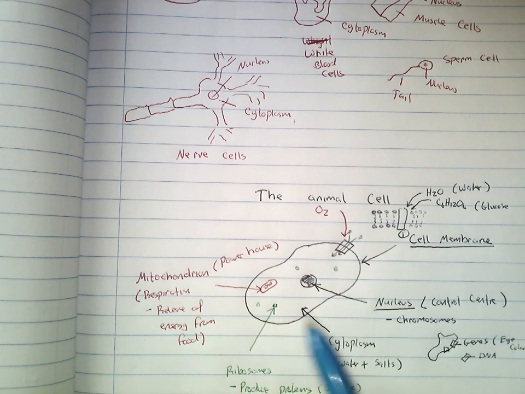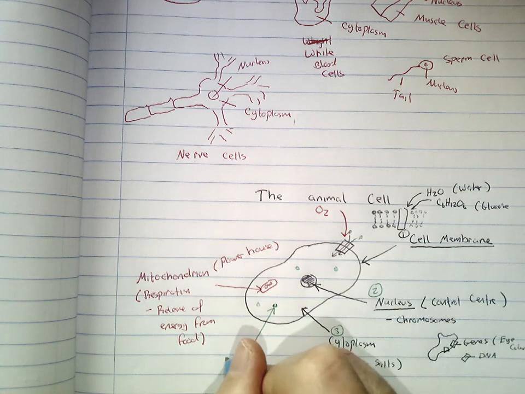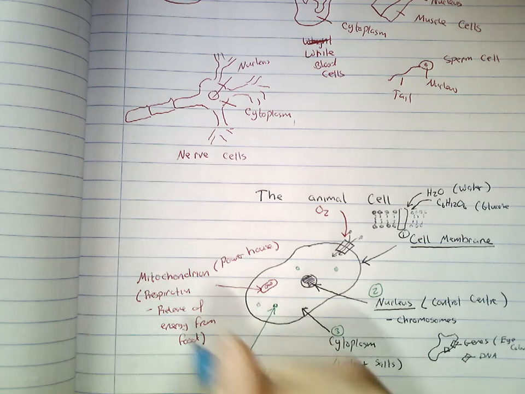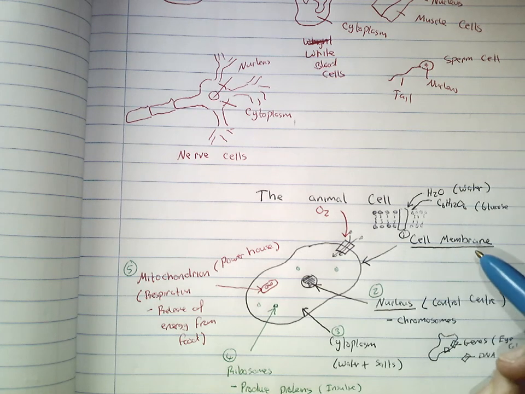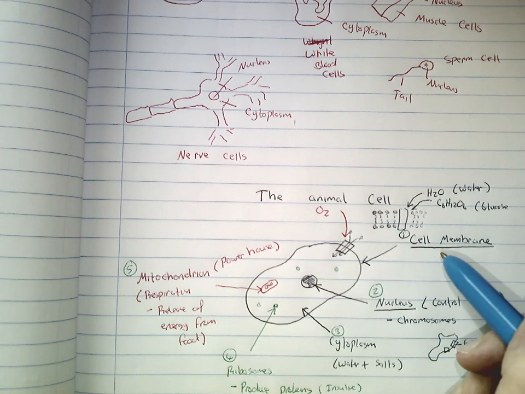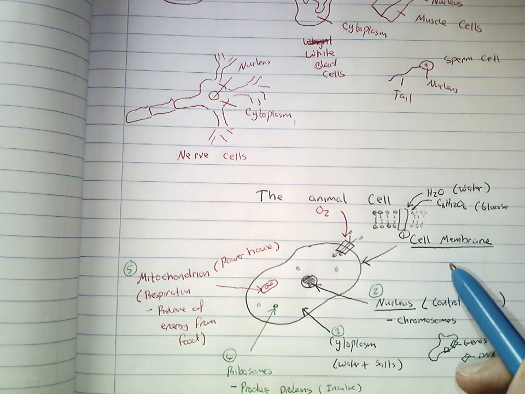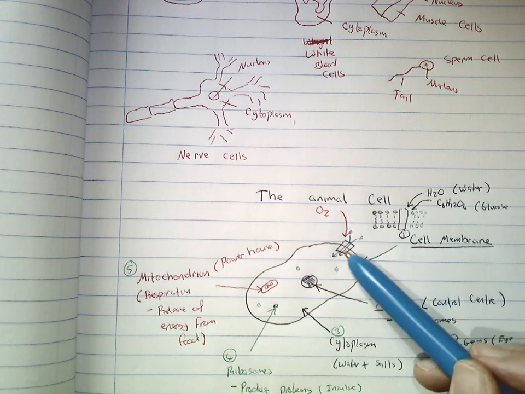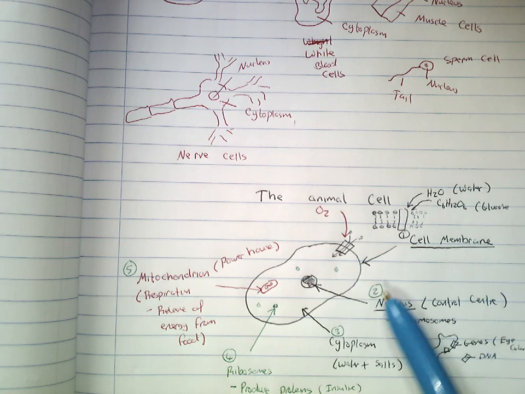So it's very important that you're able to draw a cell and label the parts of the cell. For example, you have the nucleus, you have the cytoplasm, you have the ribosomes, you have the mitochondrion, and you have the cell membrane. Now you also need to know the function of each of these. If we take the cell membrane, the function of the cell membrane is to allow substances in and out of the cell, and it's also there to protect the cell.